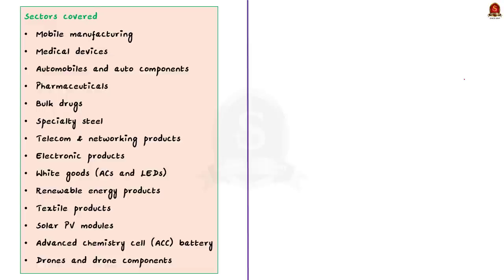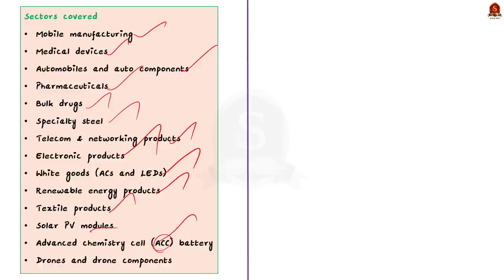The 14 sectors are mobile manufacturing, manufacturing of medical devices, automobiles and auto components, pharmaceuticals, bulk drugs, specialty steel, telecom and networking products, electronic products, white goods like ACs and LEDs, then renewable energy products, textile products, solar PV modules, advanced chemistry cell, ACC battery, and finally drone and drone components.